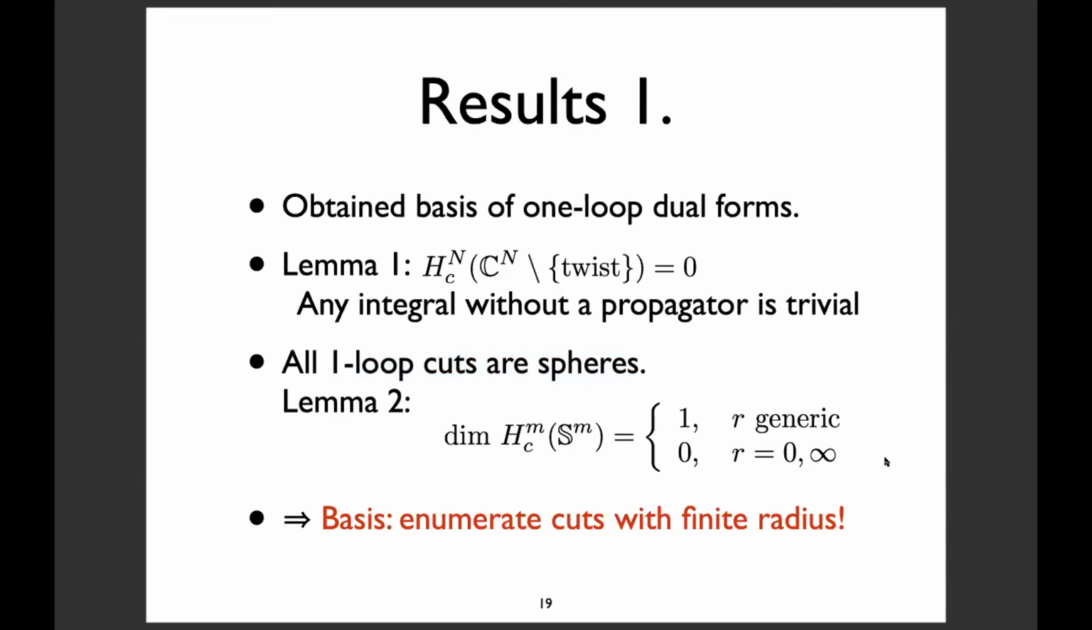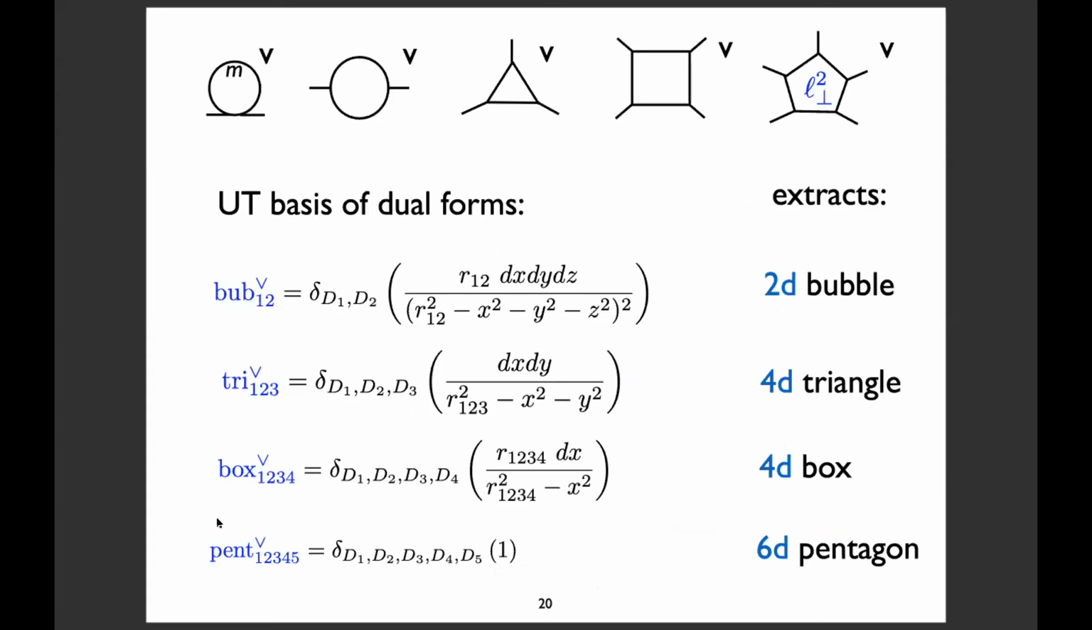So basically, we just have to list the possible spheres in the problem, and that gives us a basis. So the basis is: we just enumerate the cuts. That's a basis of dual forms at one loop. So I'm going to give you an explicit basis.